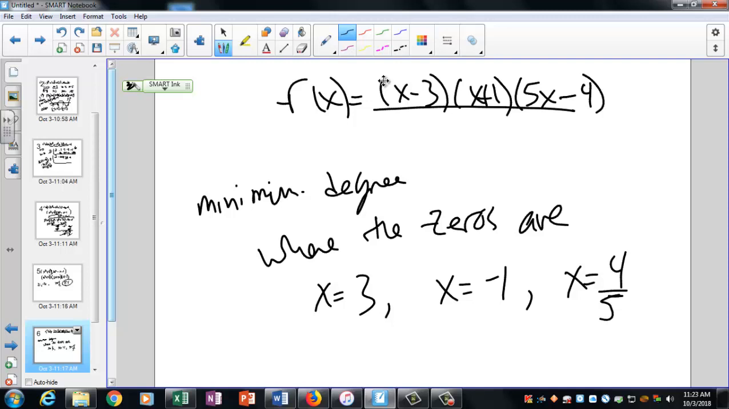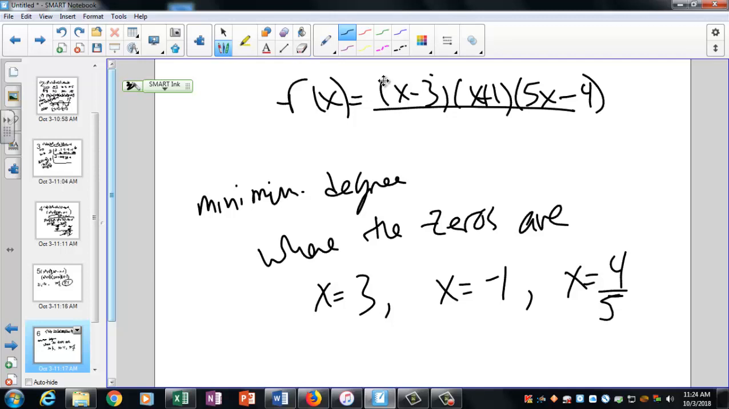Now, the reason why I say minimum degree whose zeros are 3, negative 1, 4/5 is because technically, you could raise these to any power you want to, and it would still have zeros of those things. Does that make sense? So by saying minimum degree, I mean I want each one of them to be a zero of multiplicity 1. Okay. Now, could you leave it like that?